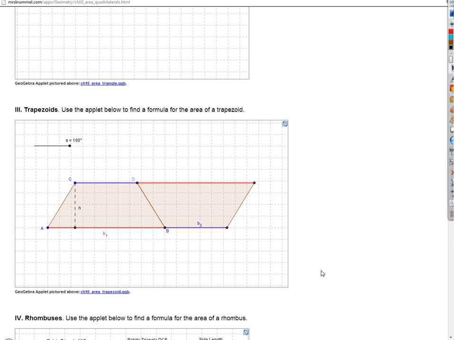Parallelogram. Okay. Now, we can see that the length of the red base we're calling B1. The length of the blue base we're calling B2. So what's the length of the base of the whole parallelogram here? What do you think?